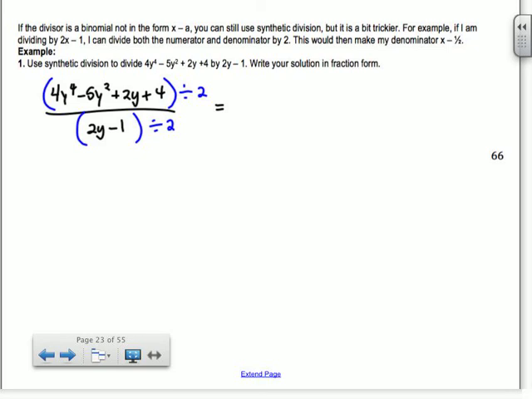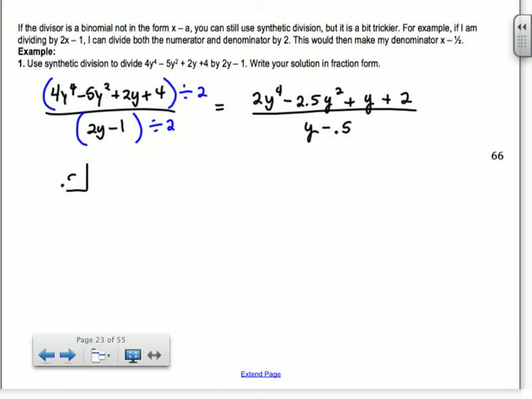So let's go ahead and write them as decimals, since you guys like those better. So 4 divided by 2 is 2y to the 4th. Negative 5y squared divided by 2 is negative 2.5y to the 2nd. 2y divided by 2 is y. 4 divided by 2 is 2. And on the bottom you get 2y divided by 2 is y, minus 1 divided by 2 is 0.5 or 1/2. So you can use decimals or fractions, doesn't matter. Okay, that's allowed because we divided both the numerator and denominator by the same thing, so it's the same fraction.